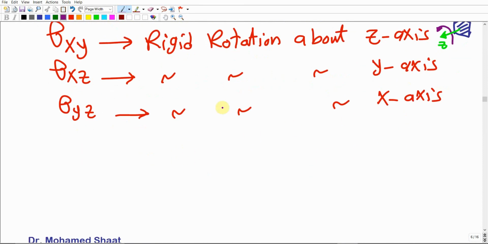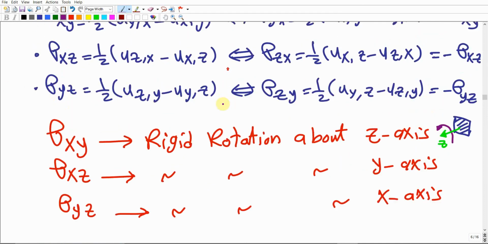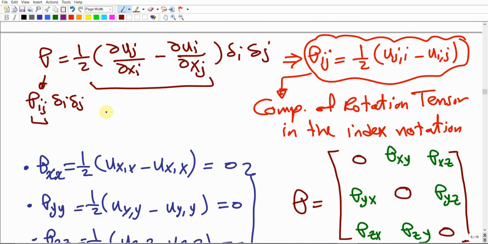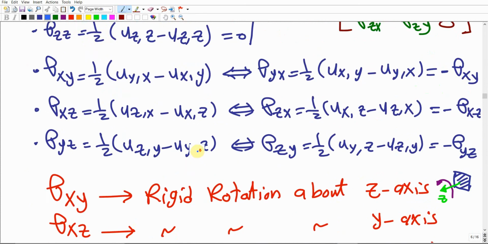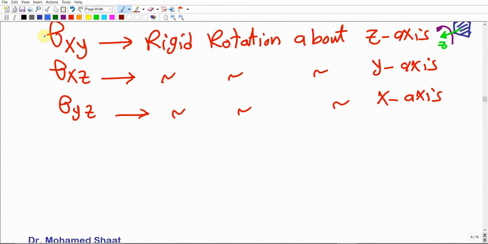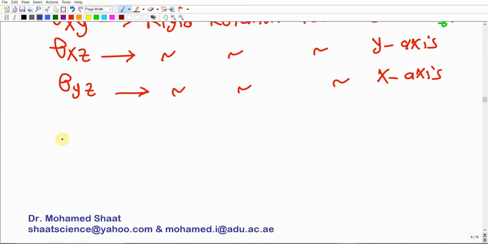So what is the relation between, or how can we convert, this tensor theta ij, the theta tensor, represented in this form, into the rotation vector? This is known as the rotation tensor. Can we derive from the rotation tensor a rotation vector? Yes. But we cannot do the same thing for the strain. This is just for the rotation tensor because it has just 3 components.